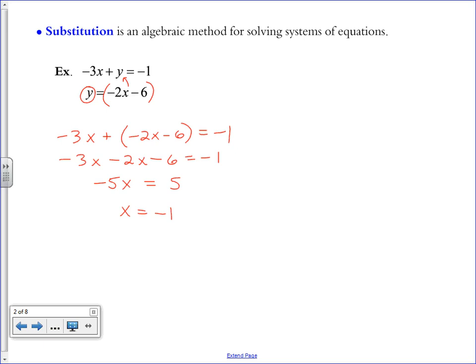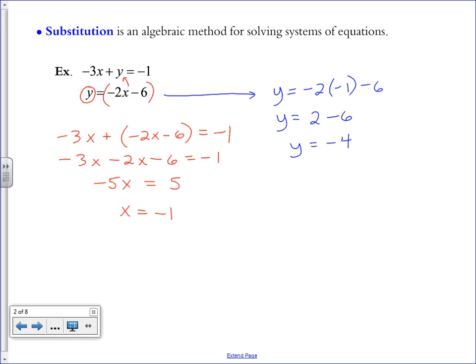We're going to go back to one of the original equations. The easier one to use is the one that already has y by itself. And we're going to plug in our answer for x. So it says negative 2x. So we'll write negative 2 parentheses, replace it with the negative 1 that we found for x, and then just simplify this right side of the problem. Negative 2 times negative 1 is 2, and 2 minus 6 is negative 4.